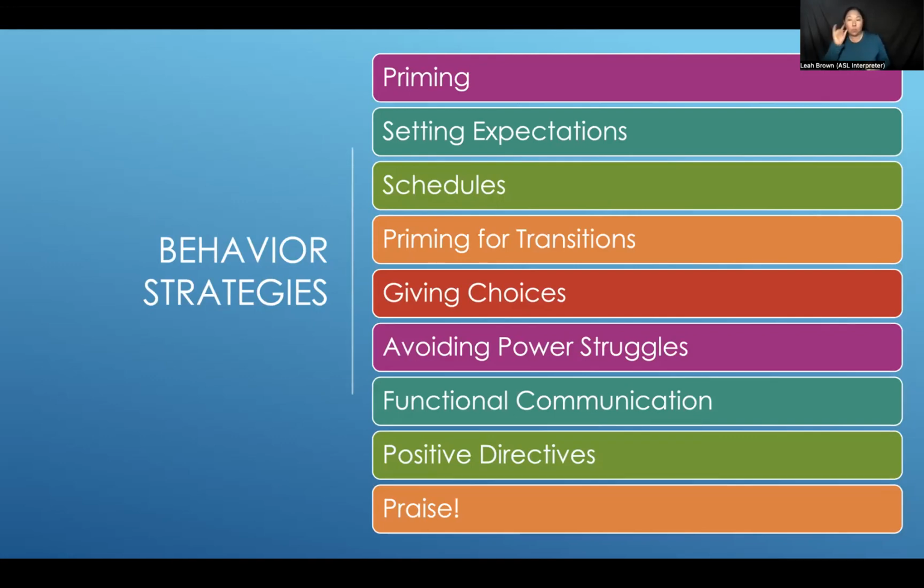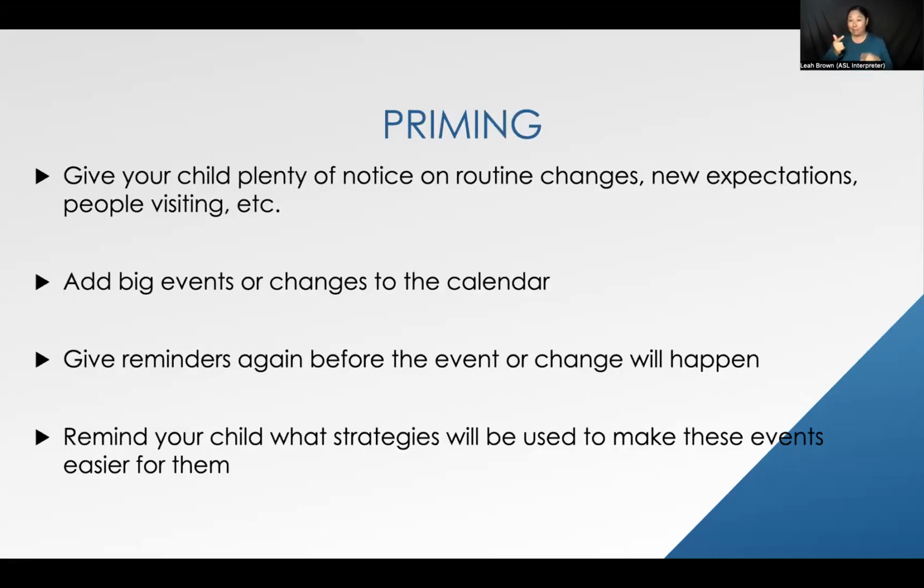So with priming, some things to consider: giving your child plenty of notice on routines or changes, new expectations, people visiting, et cetera, adding big events or changes to the calendar. Sometimes it's really helpful to give your child something visual for them to see instead of just verbally telling them. Giving reminders again before the event or the change will happen, and reminding your child of what strategies you will be using with them to make these easier for them.